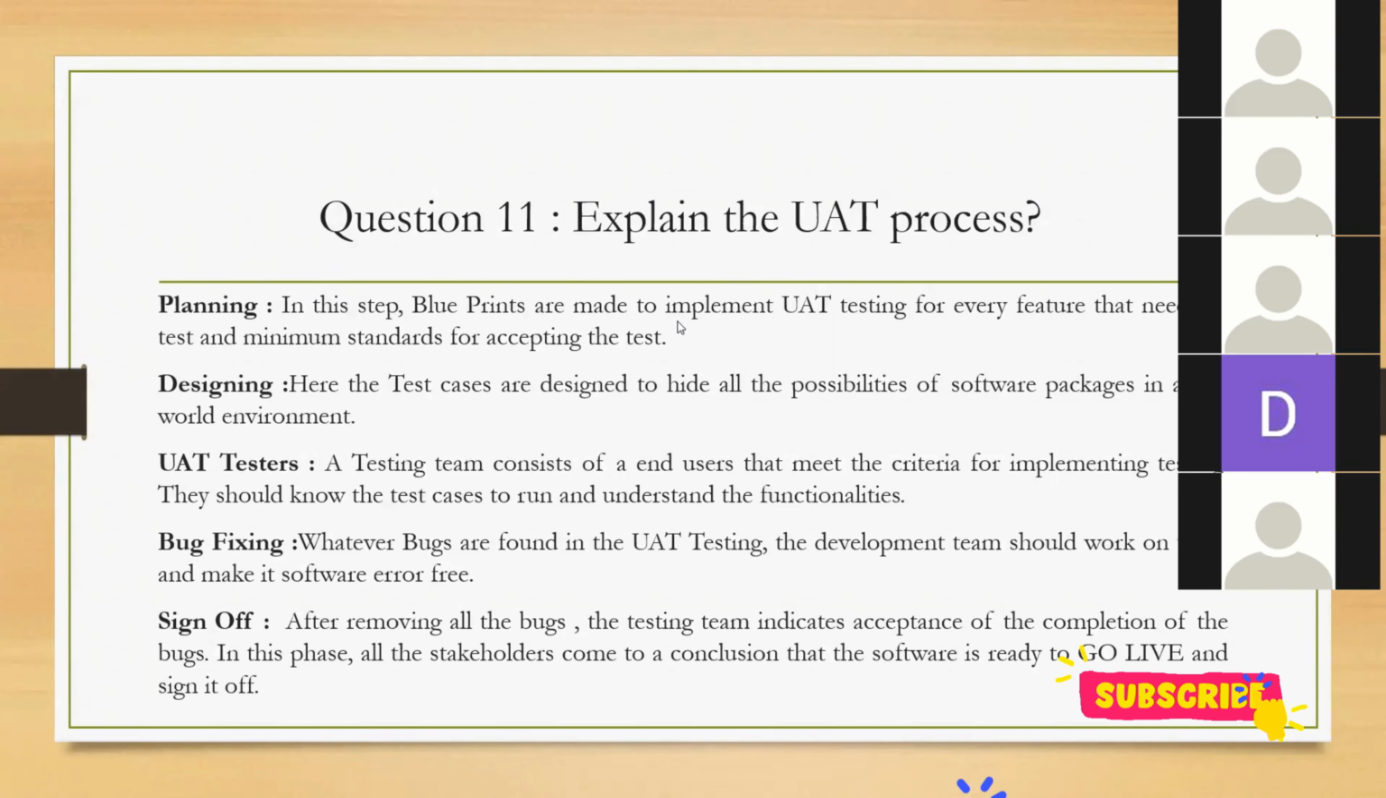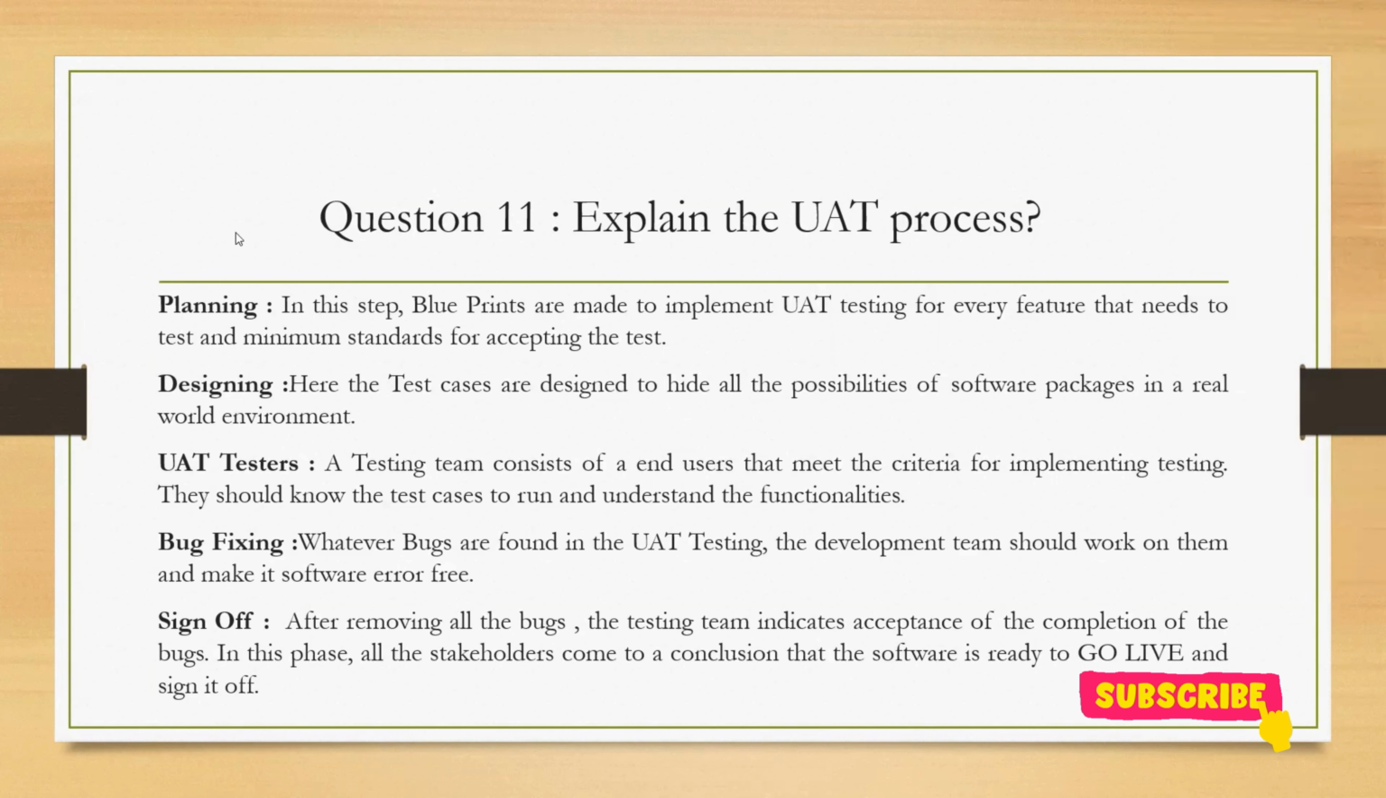So the next question is about explaining the UAT process. So what is this UAT? UAT stands for user acceptance testing. So it is testing from the client side. Okay, so testing from the user end will be testing the process and all. So in this, you need to write what the UAT process is about, what you mean by that, and you need to mention the phases which are involved in the UAT.